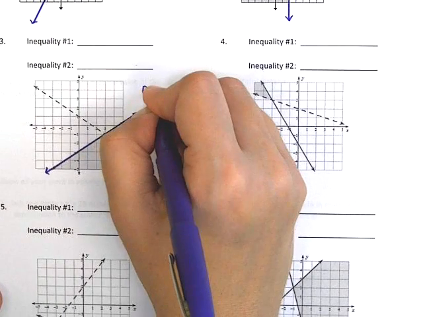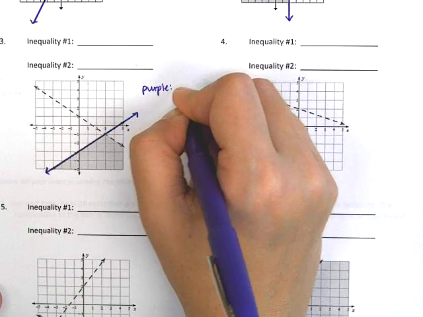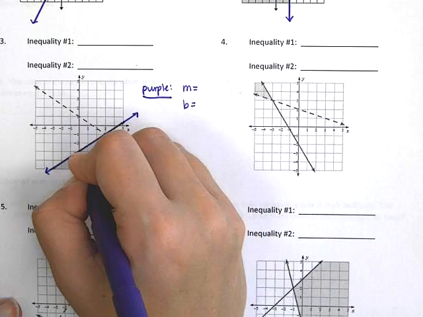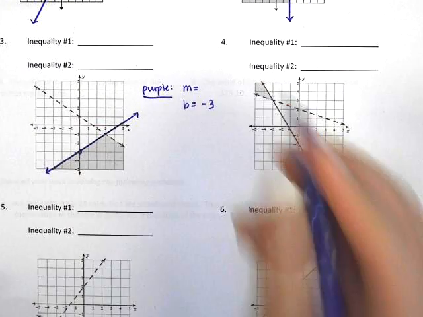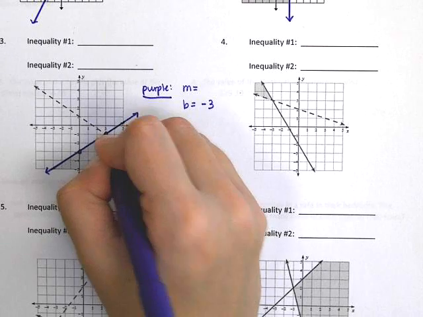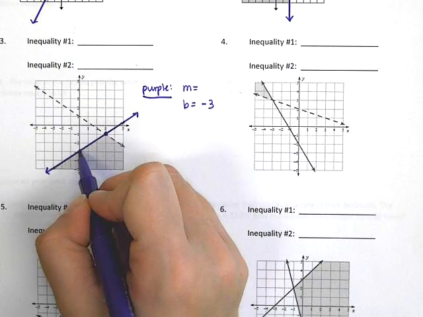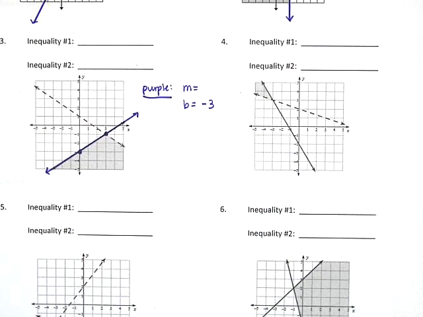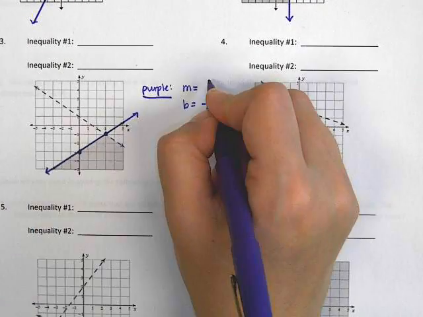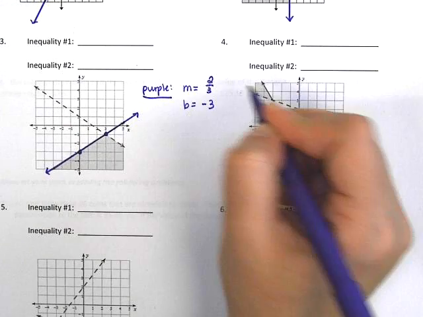For the purple line, I'm going to need to know the slope and the y-intercept. The y-intercept is easy, it's just -3. The slope, I'm going to count the spaces between the place where the line intersects and the y-intercept. It's always a good idea to use the intersection point as one of the dots for your slope. So I would rise 2, run 3, so 2/3.